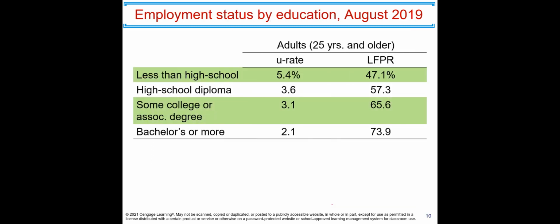And this table shows employment status by education, and as you see, the unemployment rate goes down as you get higher degrees. Less than high school unemployment rate is 5.4%, and their labor force participation is lower too, 47.1%. High school diploma 3.6%, and the participation increases to 57.3%. Some college 3.1%, and participation is 65.6%. And bachelor's and more 2.1%, and the participation is 73.9%.